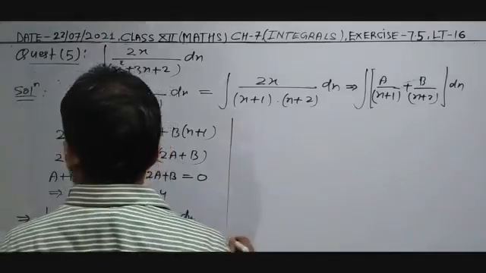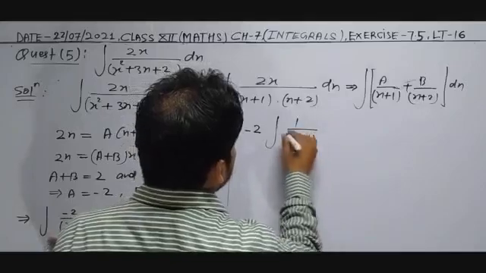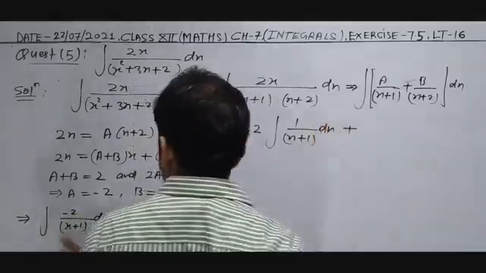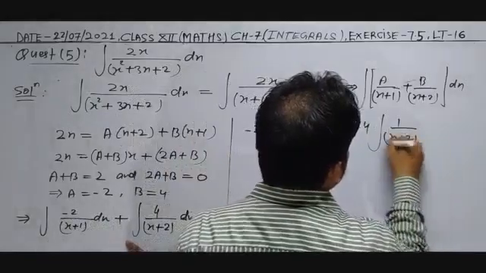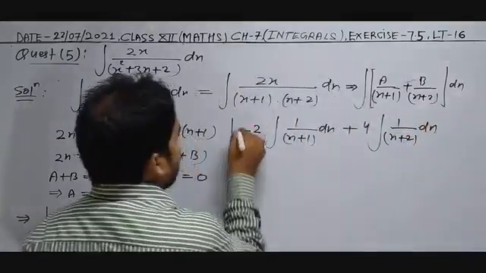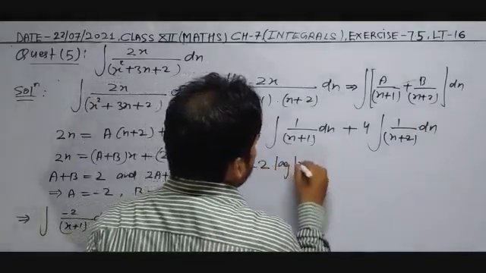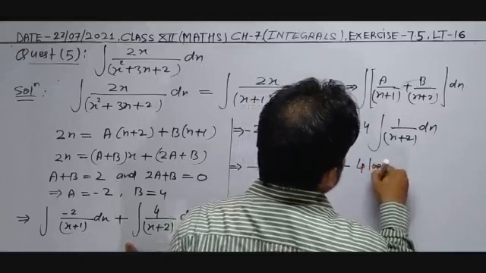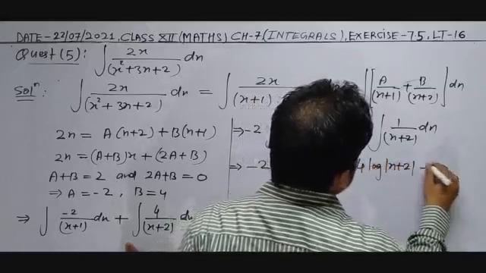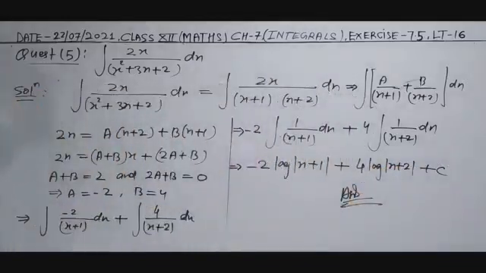Now this can be written as minus 2 times integration of 1 upon x plus 1 dx plus 4 times integration of 1 upon x plus 2 dx, and its result will be minus 2 times log of mod of x plus 1 plus 4 times log of mod of x plus 2, plus c. Now this is the answer. Question number 5 is totally completed.